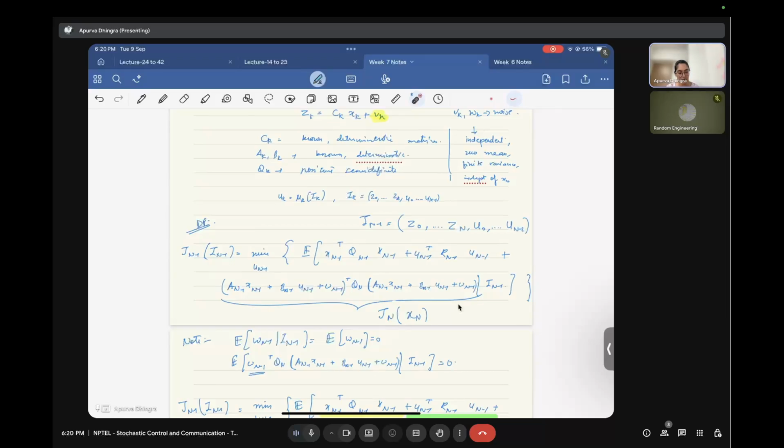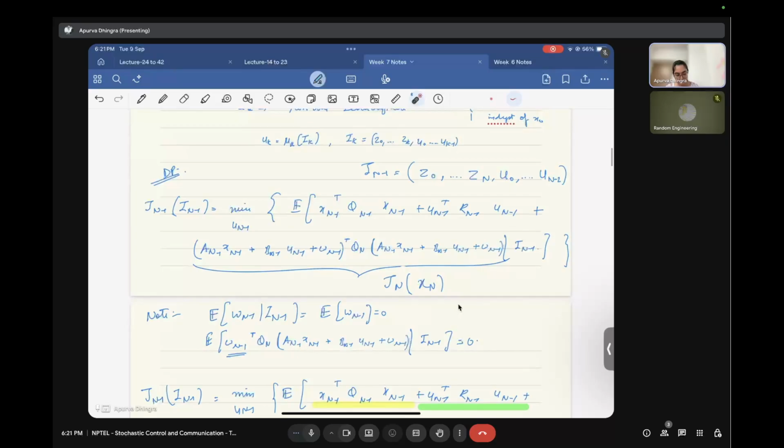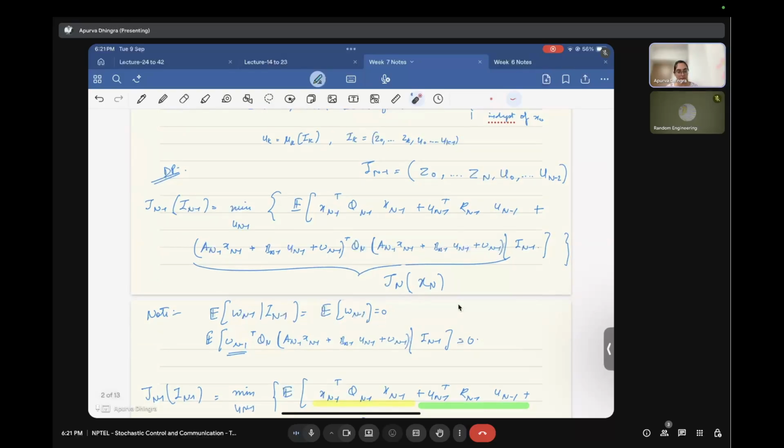Now remember, noise is something that is independent. So the noise w k is also independent of this information. So the expectation of noise given the information just reduces to the expectation of the noise, and we have taken the noise to be of 0 mean. So this term is 0.